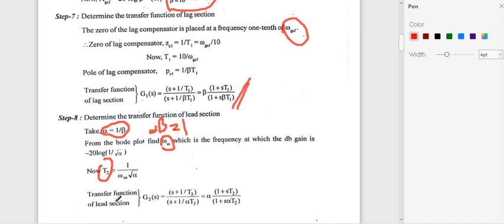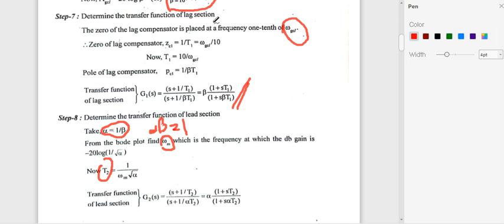So we got the value of both. The transfer function of the lead section is G2 of S equals alpha into 1 plus S T2 divided by 1 plus S alpha T2. So we got the transfer functions of the lag section and the lead section. Next we need to find the transfer function of the lag-lead compensator.